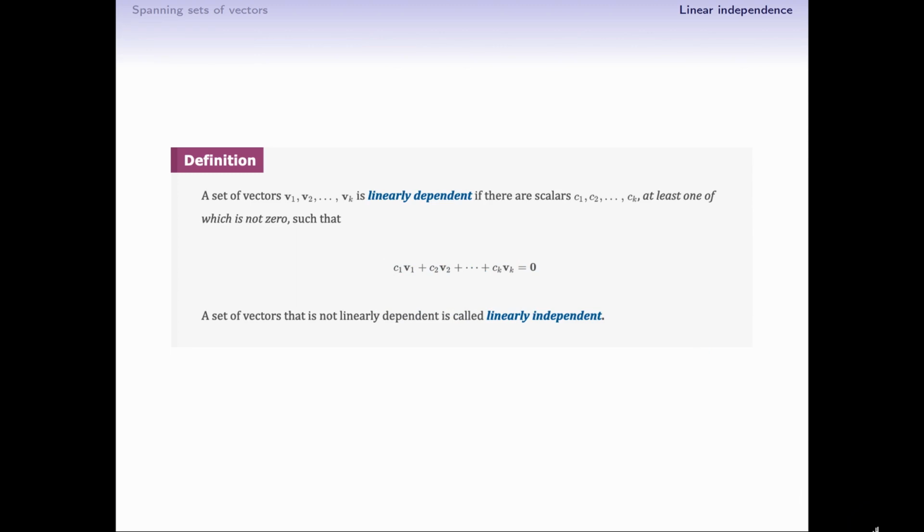Okay, so the idea of linearly dependent is an important concept. We're going to work on some of its consequences, and the first and most important consequence of this is embodied in our next theorem.